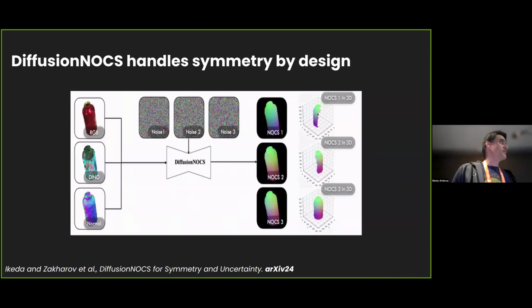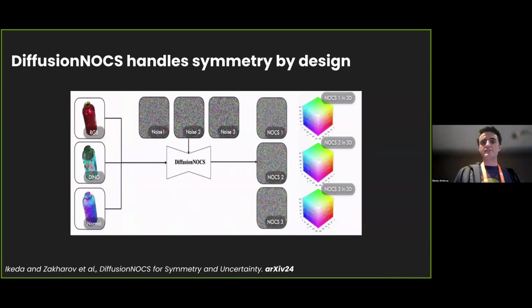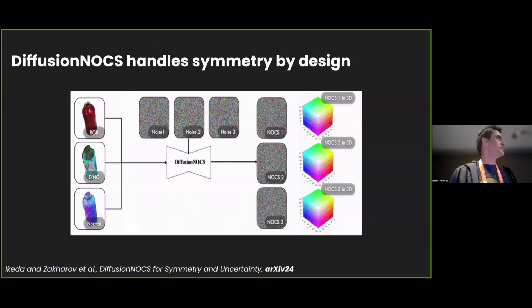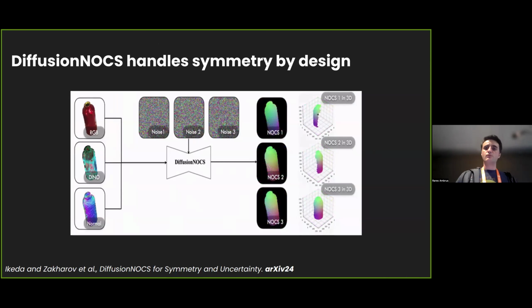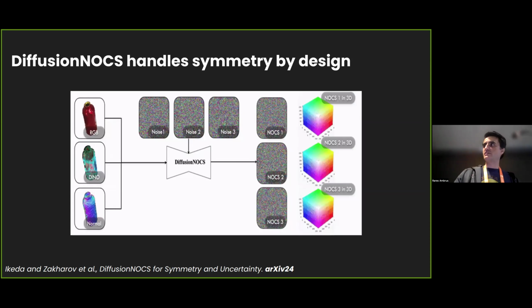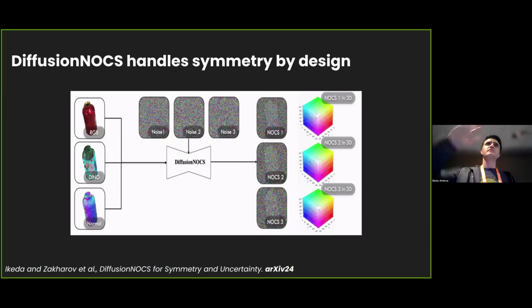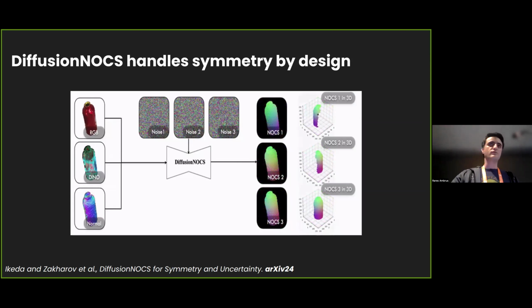So Diffusion NOCS can basically estimate multiple poses by design from different input noises, and importantly, even when conditioned on the same information. So we start from a set of conditioning variables, the RGB, the features, and the normals. We vary the noise, and then we get different estimates of the pose because the method is designed to capture this multimodality. And at test time, we can do this in a batch. We sample multiple noise levels, and we get different outputs of the pose.